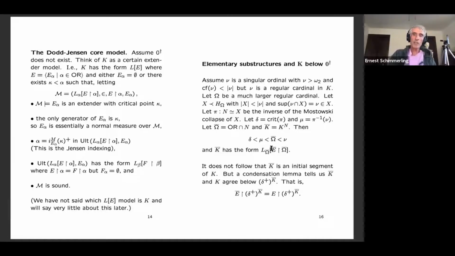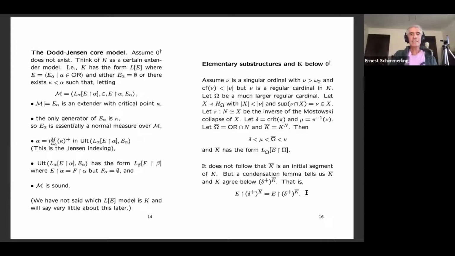And the reason why is because this E bar has to look like something, but E bar doesn't have to be an initial segment of E. The good news is, without knowing anything about this, you can guess that it at least looks like E up to delta, but actually a little argument, or a condensation lemma, tells us that K bar agrees with K up to the next cardinal of K bar. So up to delta plus of K bar.